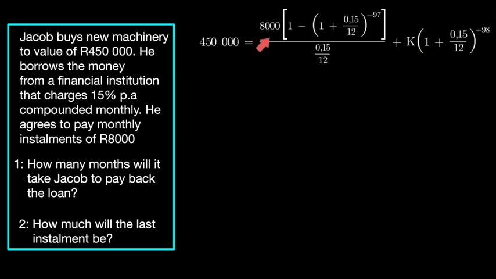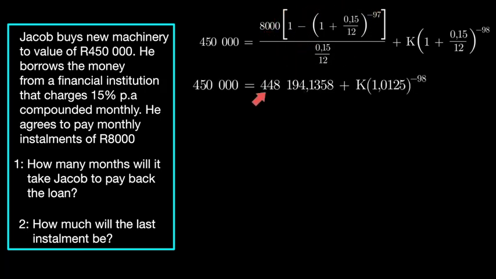So basically, we have all our values in our present value formula. So there's our 8,000 equal payments for 97 months, and this is our 98th payment. Now we just simply want to solve for K. We can simply type all of this into our calculator as this part of the formula is complete, and we end up with 448,194 Rand, 1358. And again, do not round off in the sum because we're busy with money and we can only round off our final answer. So plus K in brackets 1,0125 to the power of minus 98, because 1 plus 0,15 divided by 12 is this.